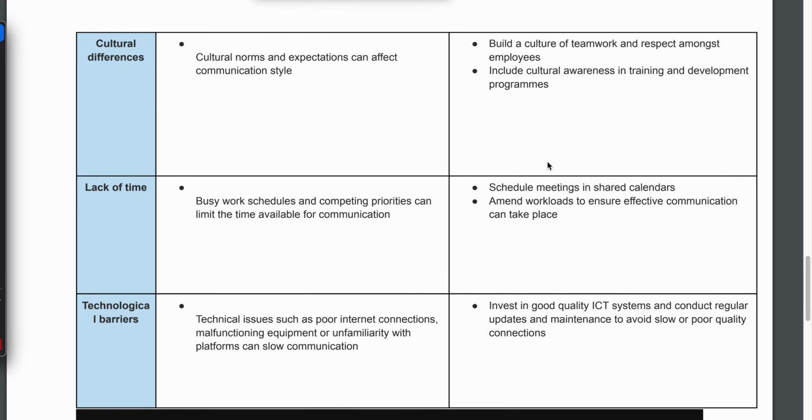We're talking about cultural norms and expectations, cultural differences. Cultural norms and expectations can affect communication style.